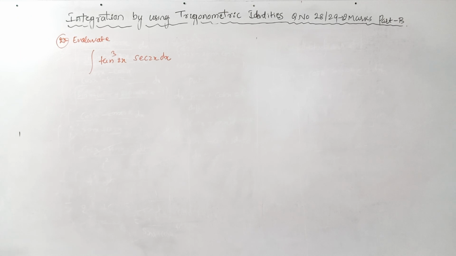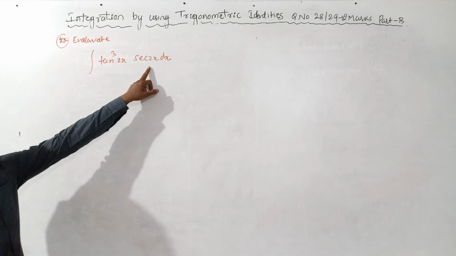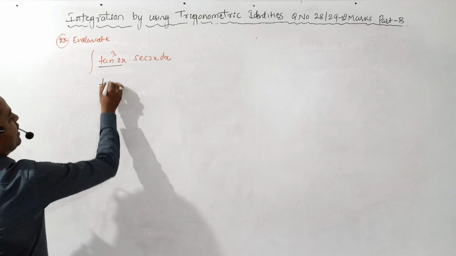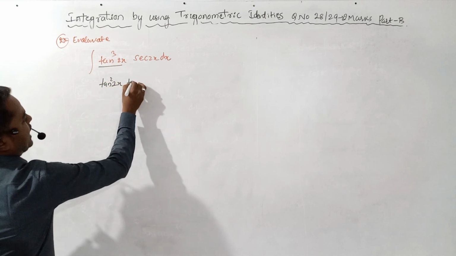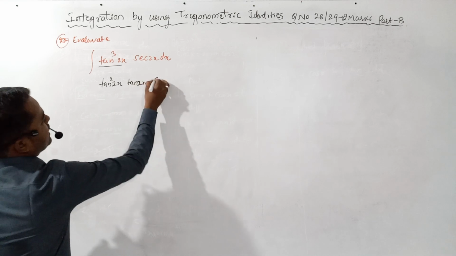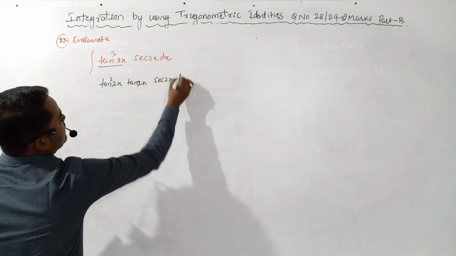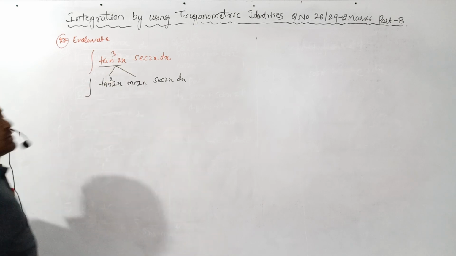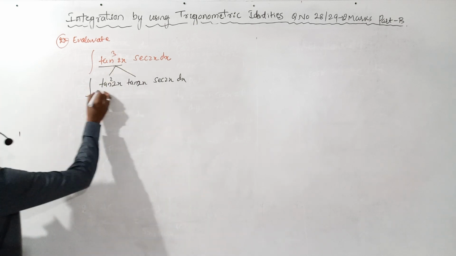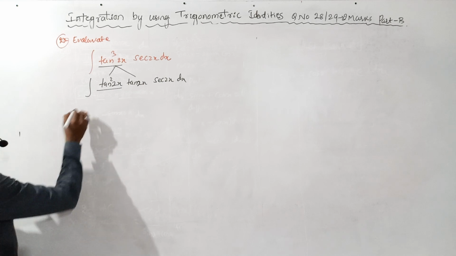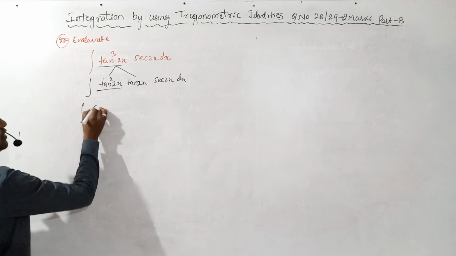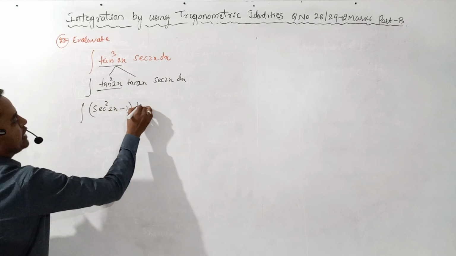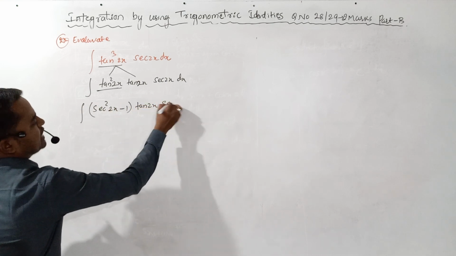Next problem. Evaluate integration of tan cube 2x sec 2x dx. So tan cube 2x can be written as tan square 2x into tan 2x, into sec 2x dx. Now we know the formula of tan square x is sec square x minus 1. Again in this step we write in terms of the formula: sec square 2x minus 1 into tan 2x sec 2x dx.